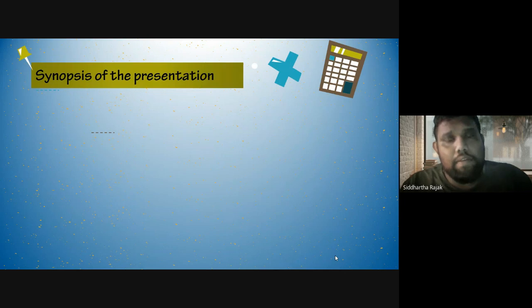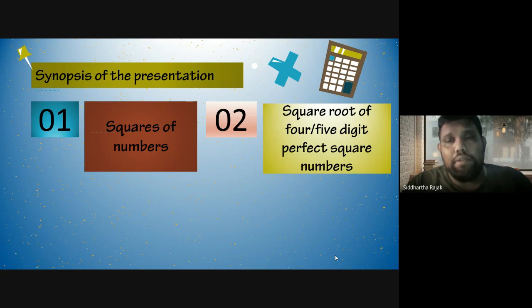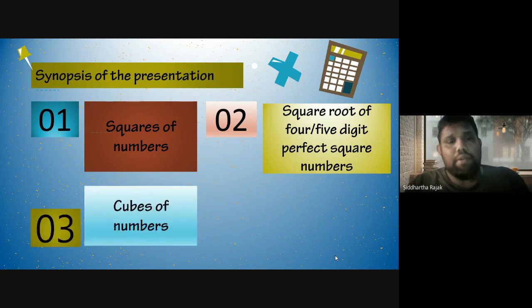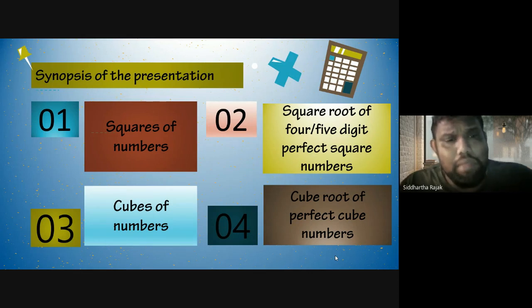This is the synopsis of my presentation. Firstly, I'm going to talk about mental mathematics approaches to find the squares of different kinds of numbers. Secondly, how to find the square root of 4 to 5 digit perfect square numbers. Number three, how to find the cubes of numbers by using the mental mathematics approach. And lastly, I'm going to conclude by talking about how to find the cube root of perfect cube numbers. So, going into the main slide now.